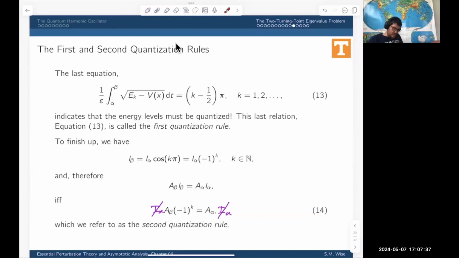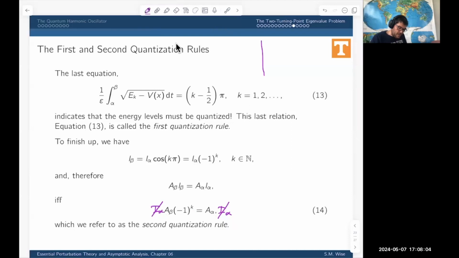So this is what is called the second quantization rule. It tells us what our coefficients can be out front. So we have the energy levels are quantized, but then to make the connections precise, we have to choose A beta times (-1)^K equal to A alpha. And that really connects those two formulas up.